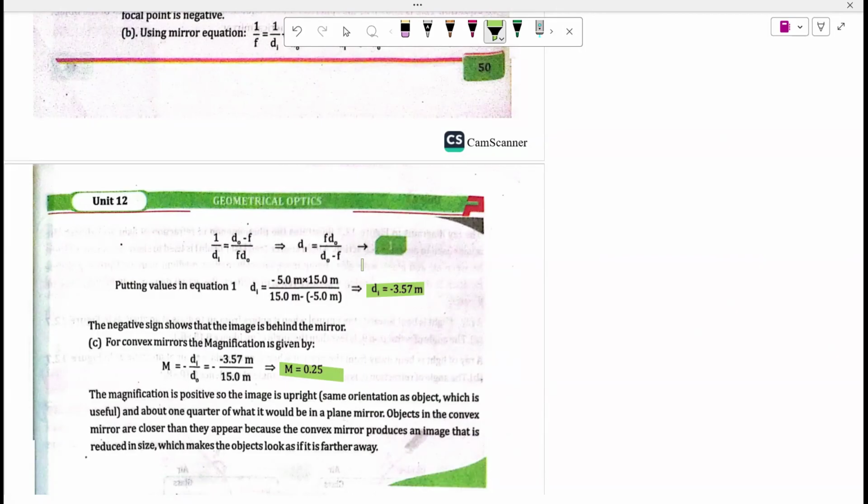You could see here that for a convex mirror the magnification is given as minus di over d naught. And for a concave mirror it's given as di over d naught. Simple. So the negative sign gets cancelled out with the negative sign and we have a positive. So positive magnification means it's an upright image. So the image is upright.